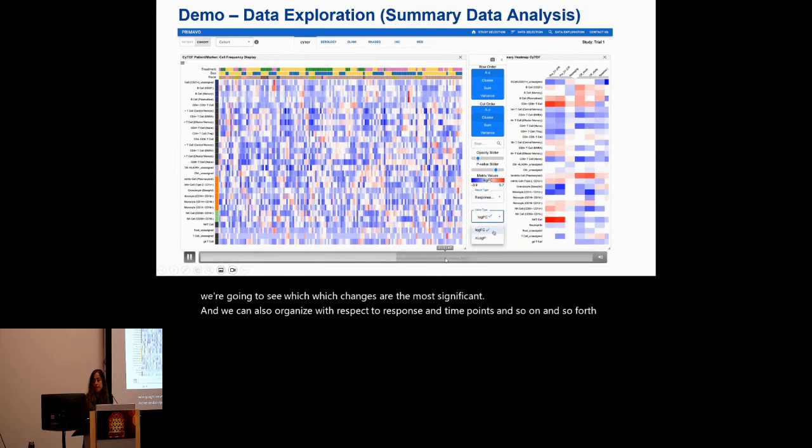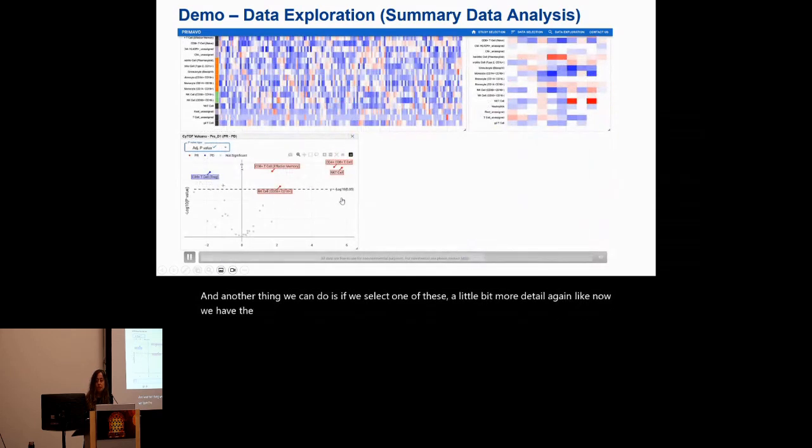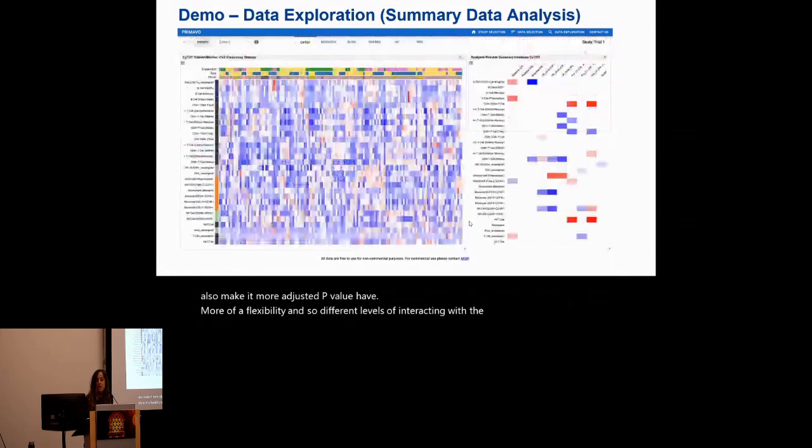Another thing we can do is, if we select one of these for a little more detail, we have the volcano plot that I just mentioned in the previous slide, and now we can interactively explore this in more detail. We can look at the very strict p-values, or we can use the adjusted p-value for more flexibility, and see different levels of interacting with the data, all in real time. And let's go to the next one.